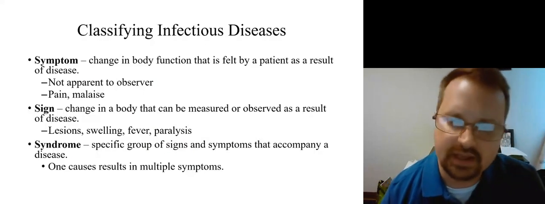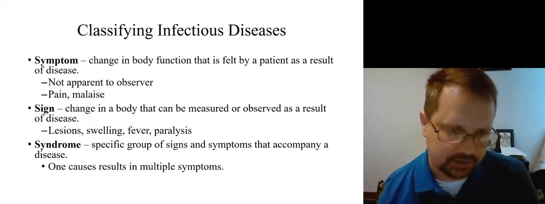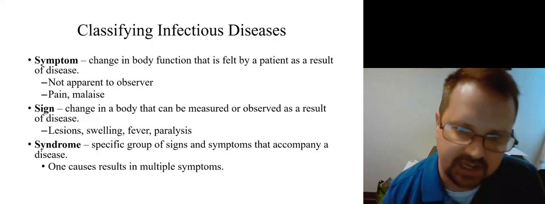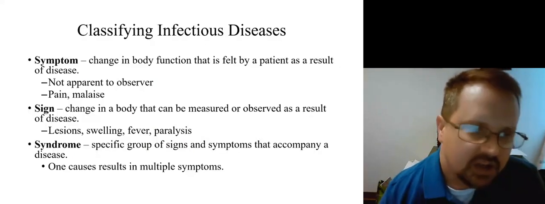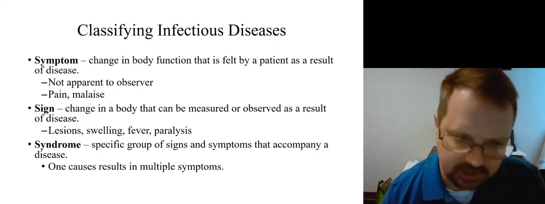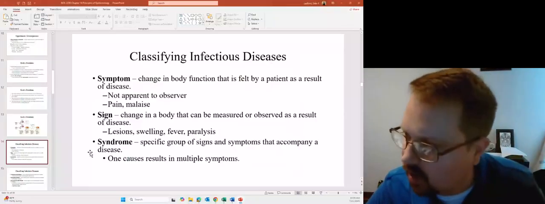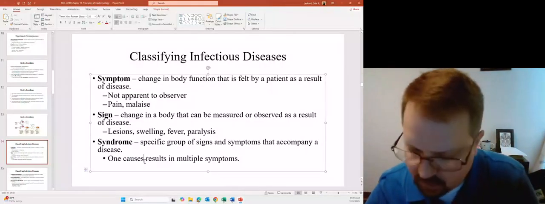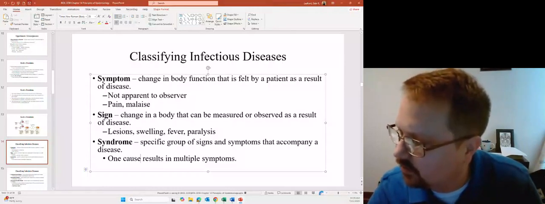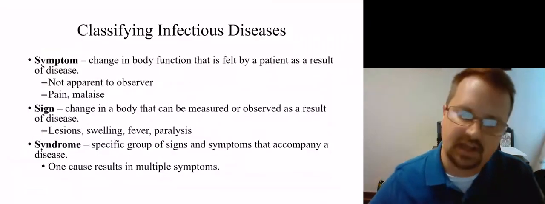A syndrome is when I have one cause, okay, but multiple symptoms. A specific group of signs and symptoms accompanied by a disease. So one cause results in multiple symptoms. Let's just say one cause, not one causes. I'm going to go ahead and just say that on my original, because if I don't do it, I'll forget.